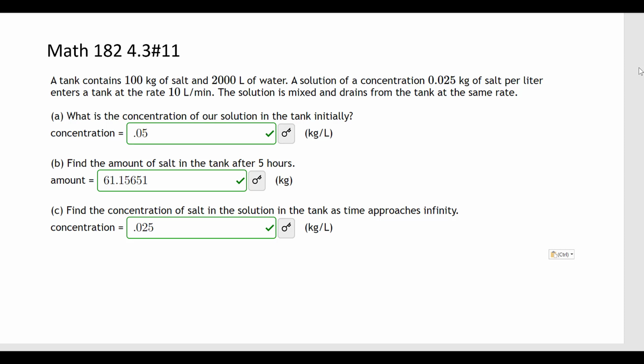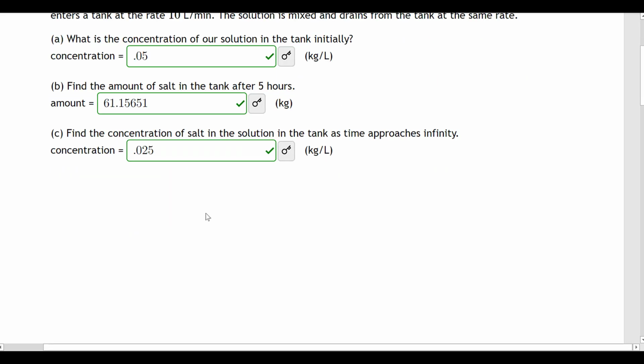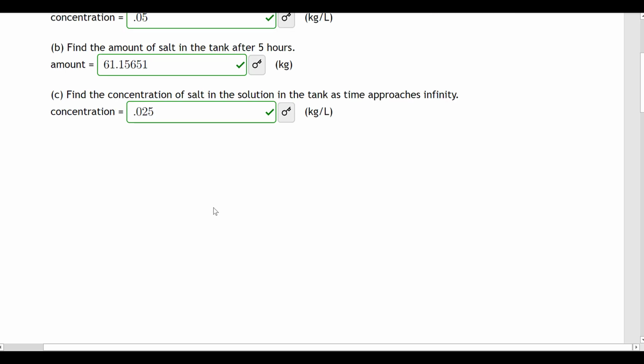This problem is 4.3, number 11. It's a mixture problem. A tank contains 100 kilograms of salt and 2,000 liters of water. A solution of a concentration of 0.025 kilograms of salt per liter enters the tank at a rate of 10 liters per minute, and the solution is mixed and drained from the tank at the same rate. The student already got these answers correct, but I wanted to work the process out with you.